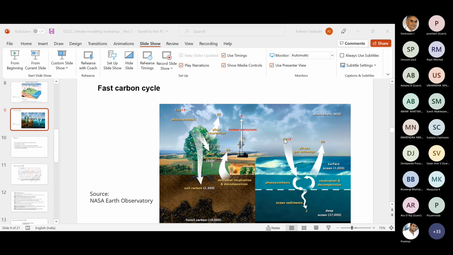So how is the deep ocean affected with this carbon cycle? Yeah, how does the deep ocean affect the carbon cycle? That's your question, right? Yes.